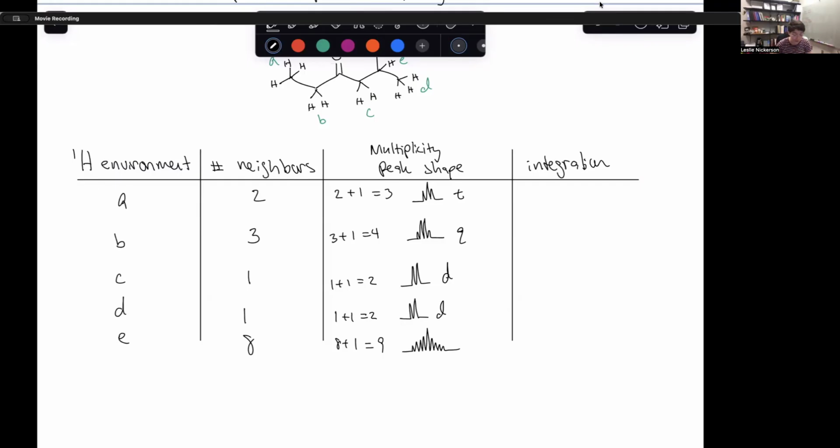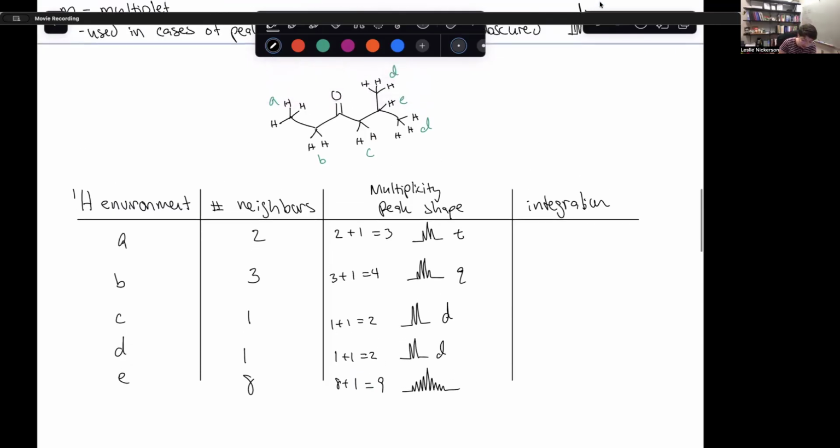where you see a lot of splitting because we've got a lot of neighbors. Okay, if we follow up with the integration on all of these, I have 3 protons in my A environment. I've got 2 protons in my B environment, 2 protons in my C, 6 protons in D, and then 1 proton in my E. Okay, so we can start to see how this is getting all built together where we're using all of those different pieces of information to put together that whole idea.